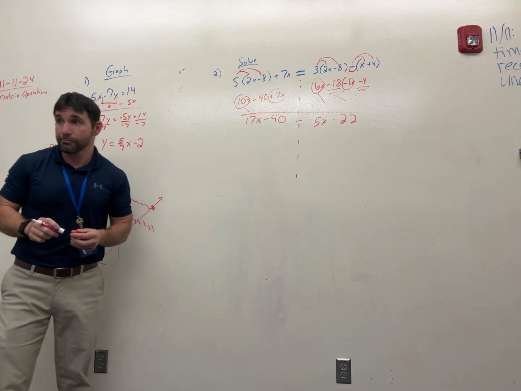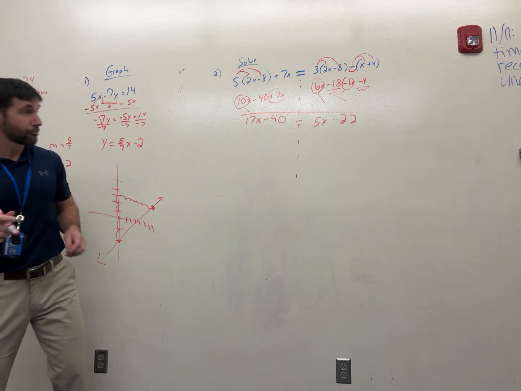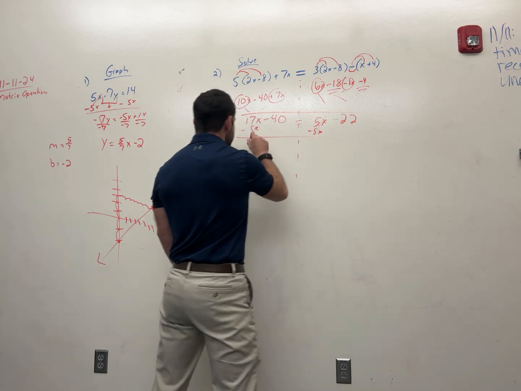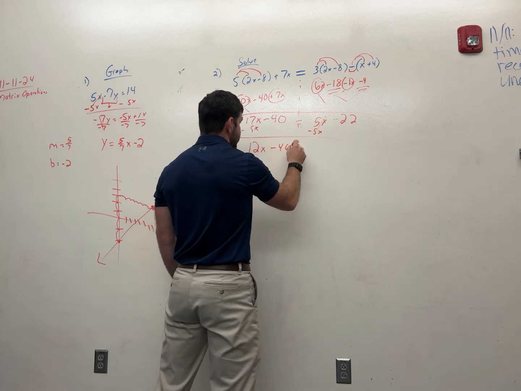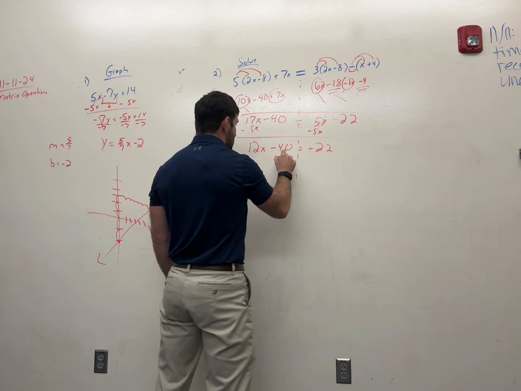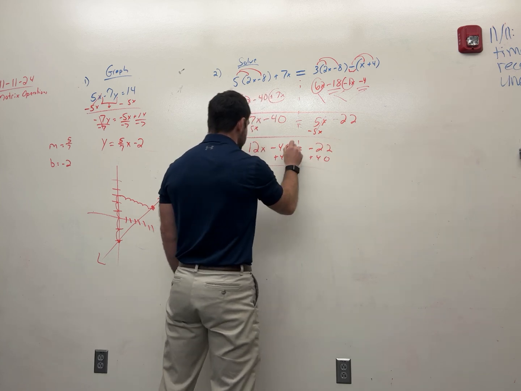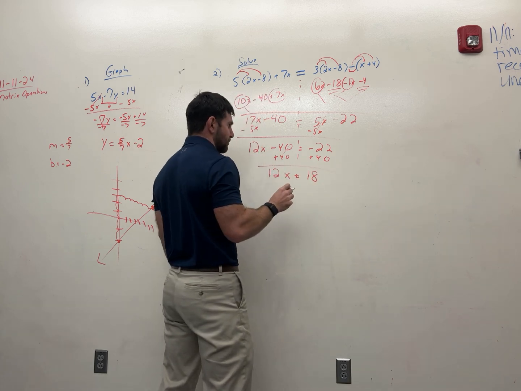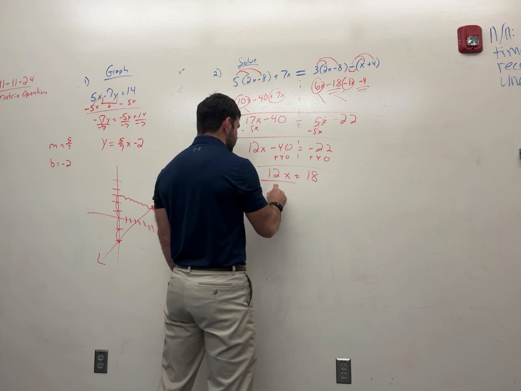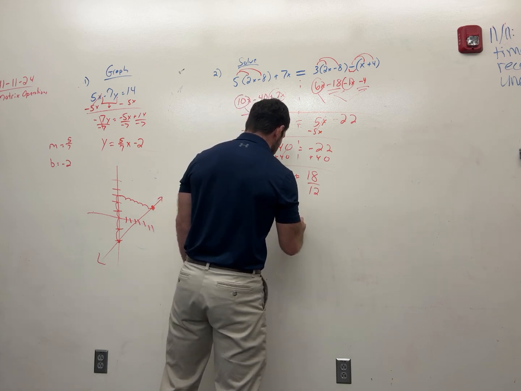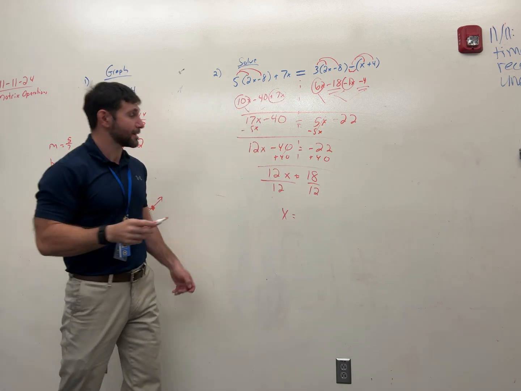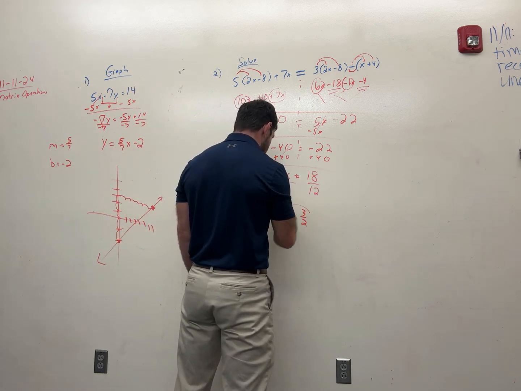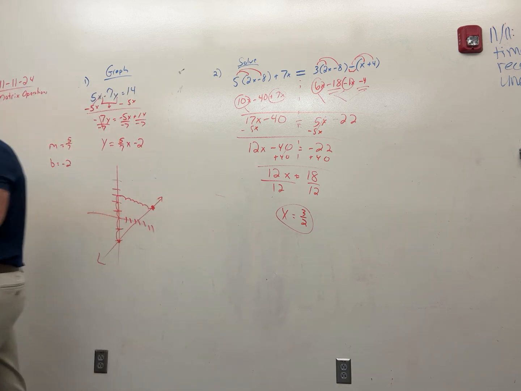Lost anybody yet? Subtract 5x from both sides. 12x minus 40 equals negative 22. Add 40, add 40. 12x equals 18. Is that right? Divide by 12, divide by 12. Let your calculator do your work. Do 18 divided by 12. Math, enter, enter. That goes to 3 halves. That would be the only acceptable answer.